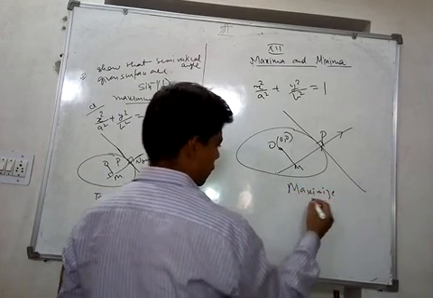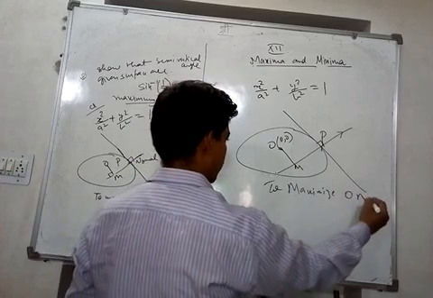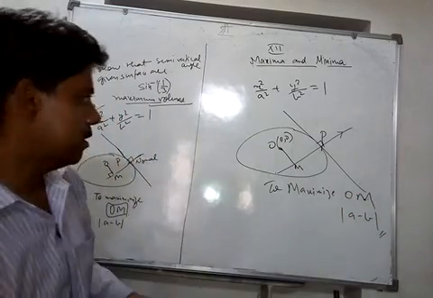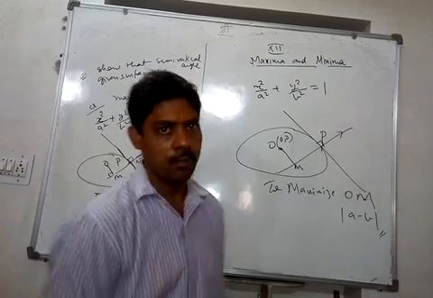Maximize OM, and we have to prove that this value is modulus of A minus B. Okay. This we have to prove. So you can try the question. I am repeating the question.